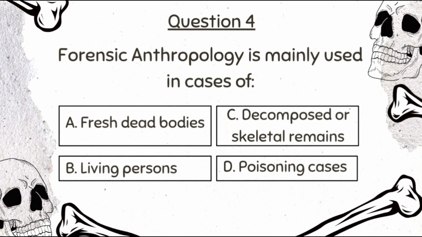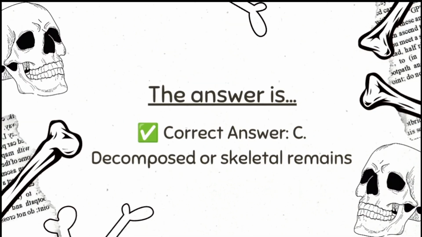Up next, we have our question number 4. Forensic anthropology is mainly used in the cases of option A, fresh dead bodies, option B, living persons, option C, decomposed or skeletal remains, option D, poisoning cases. And the correct answer is option C, decomposed or skeletal remains.